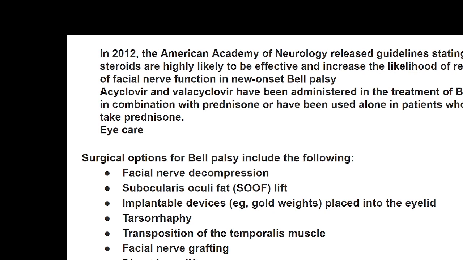The usual surgery options are facial nerve decompression. By opening the facial canal, the compression of the nerve could be reduced, or to make the eyelids move and cover the eyes. You have repair techniques where subocular fat is lifted up, or implanted devices over the eyelids so that the eyes get closed, or tarsorrhaphy, that is closure of the eyes with a suture, or transposition of the temporalis muscles, facial nerve grafting, or direct brow lift.